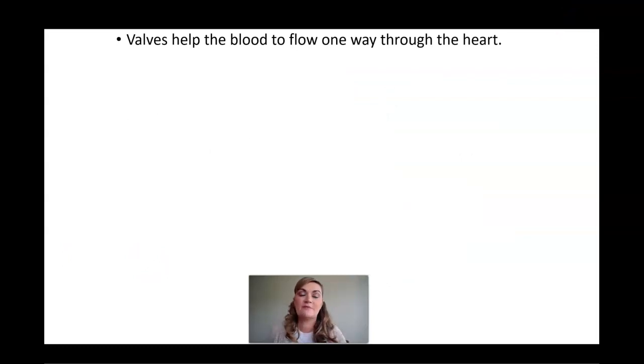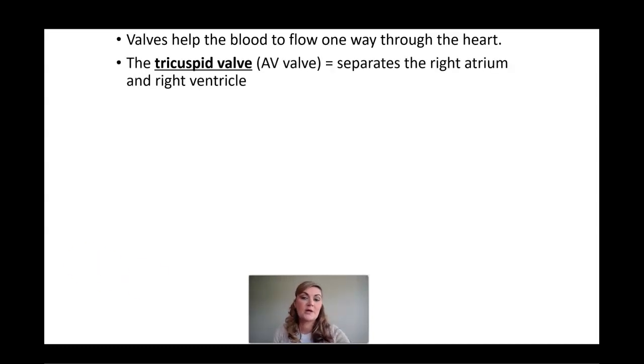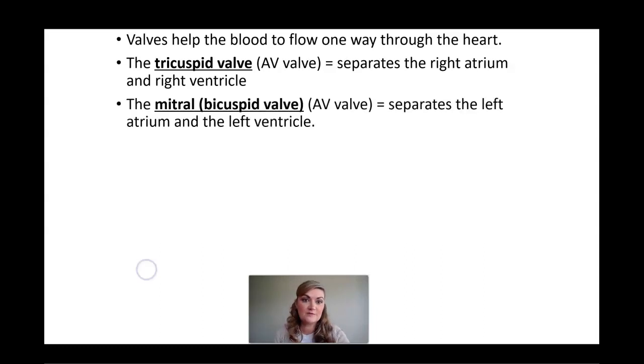So valves are going to be very important. Like we said, they're going to open to allow blood to flow, and then they shut to keep blood from flowing backwards. So they allow for one-way flow of blood through the heart. The tricuspid valve is referred to as an AV valve. AV stands for atrioventricular. So this atrioventricular valve helps to separate the right atrium from the right ventricle. And so that type of valve, it's going to be nice and tough, but it's not going to be nearly as tough as the semilunar valves.